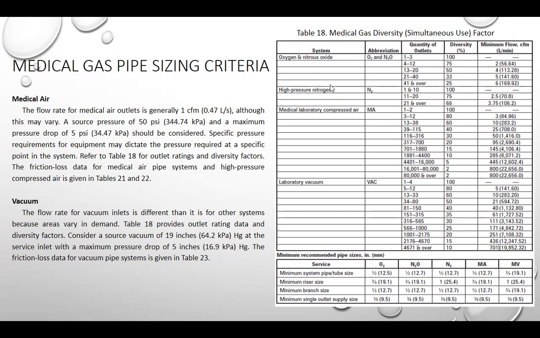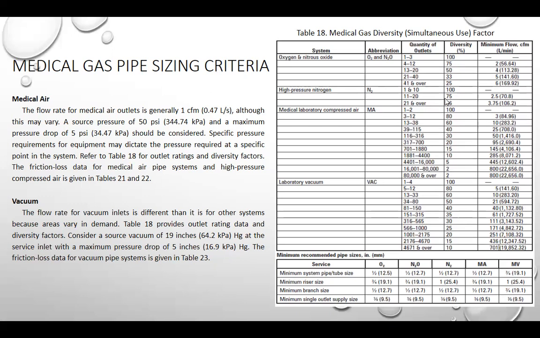So, meron ibang reference na may pagkakaiba sa ibang gases. Okay. So, quantity of outlets, for 1 to 3, ang diversity is 100%. Walang minimum. So, 4 to 12 outlets, mag-multiply ka ng 75% ng total mo. 10 to 20, so 50% diversity. So, ang minimum is 4 CFM. This is SCFM, standard CFM.